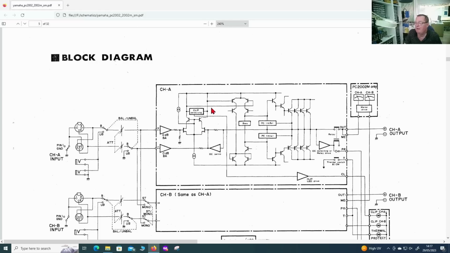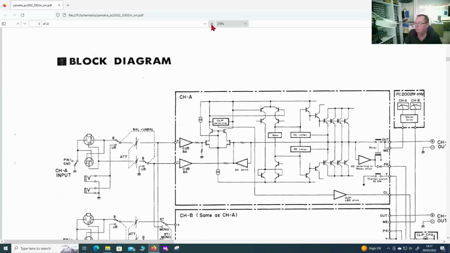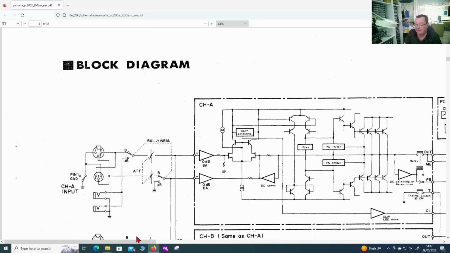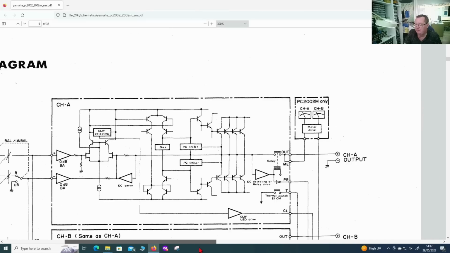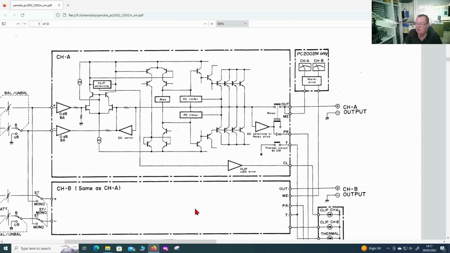Now the problem we have is that the protect lights are on both channels. And I commented that it would seem that if we have protection on both channels, either both channels of the amplifier have effectively the same type of fault, or we have a fault somewhere in something that is common to both amplifiers. And the first thing that came to mind was the power supply rails. Maybe we have a problem with the power supply rail.